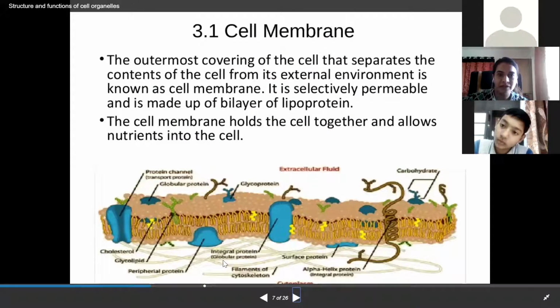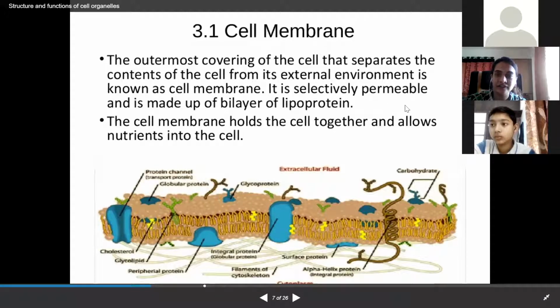All right, now let's begin with the cell membrane. It is the outermost covering of the cell which separates the contents of the cell from its external environment, and this is known as the cell membrane. You can see the structure, how it looks.